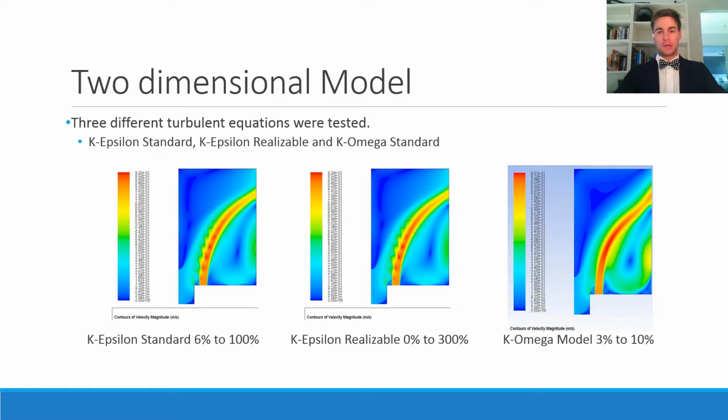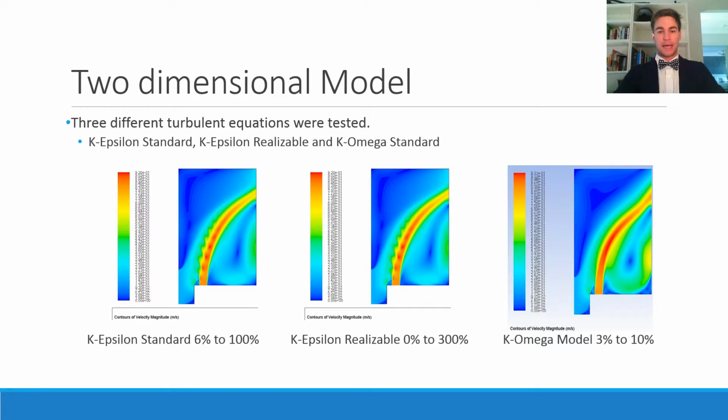3 different turbulent equations were simulated to determine a suitable equation to proceed with. The 3 turbulent equations were K epsilon standard, K epsilon realizable, and K omega standard. From the simulation results, the CFD velocities were compared to the average velocities observed from the preliminary data.